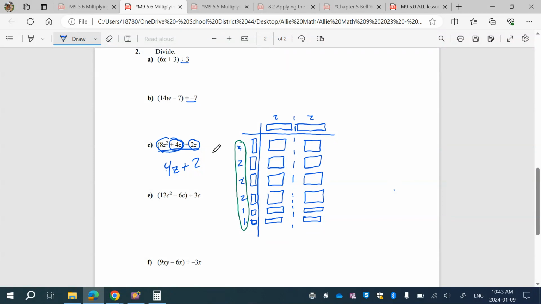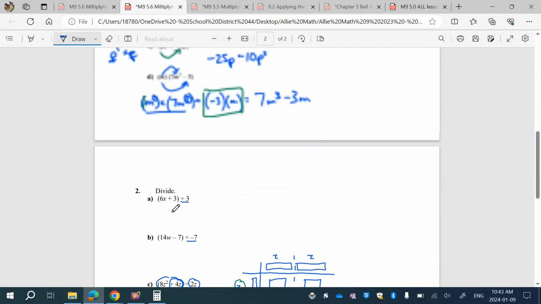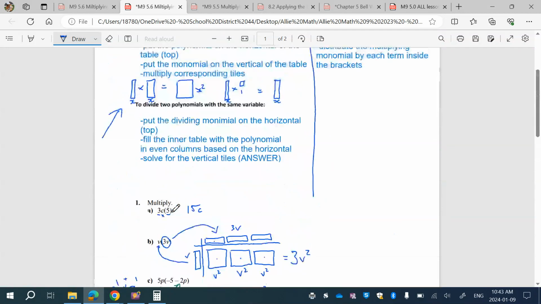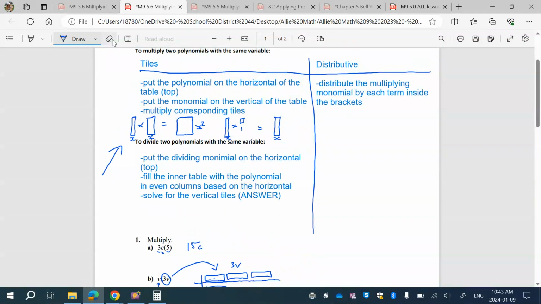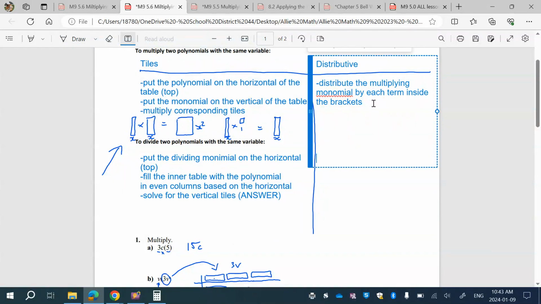But it's quite time consuming, doesn't work if you have big numbers, and can get complicated if you have things like xy or x cubed. So that's how you do it. And then I'll give you some notes for the distributive way to do it. It's basically the same as 5.5 again.